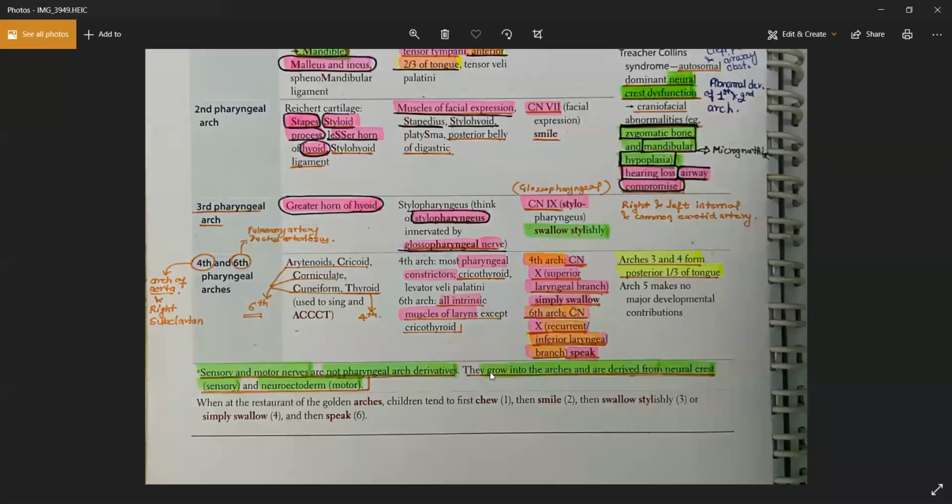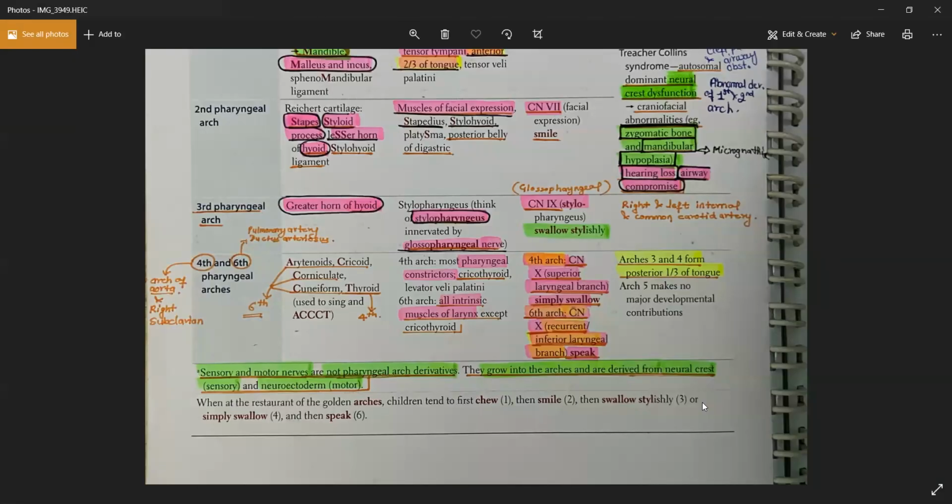Again, the alar plate will be supplying the sensory part, and the basal plate, the motor plate, supplying the motor structures derived from the neuroectoderm in this case. And all the sensory nerves are derived from the neural crest cells.